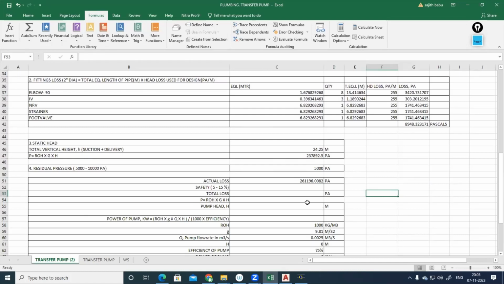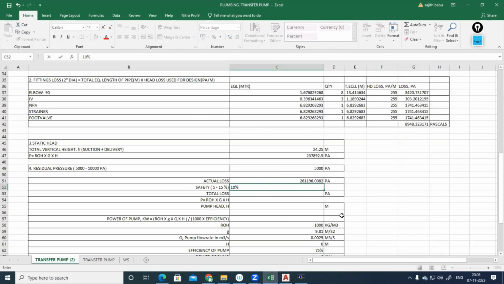2,61,196 Pascal of pressure drop can come. But even when we are selecting a fan or a pump, safety factors have to be considered, slightly extra, 5 to 15%. If you've done everything perfectly, with all the fittings correct, then 5% or 10% safety is more than fine. So I'll be considering 10% safety.